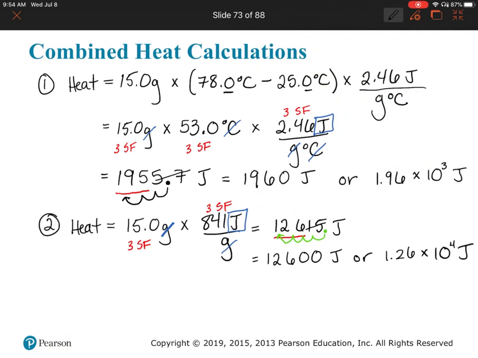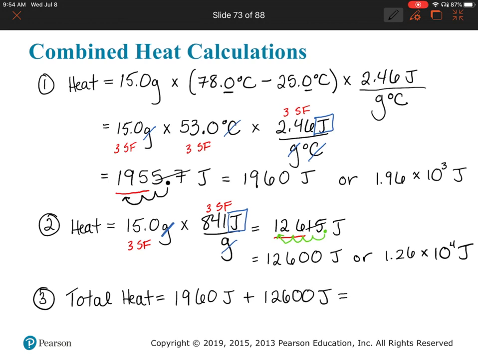All right, so now the last step, we just have to add those 2 numbers together. So we're going to add 1,960 joules to 12,600 joules. All right, so I get 14,560 joules.